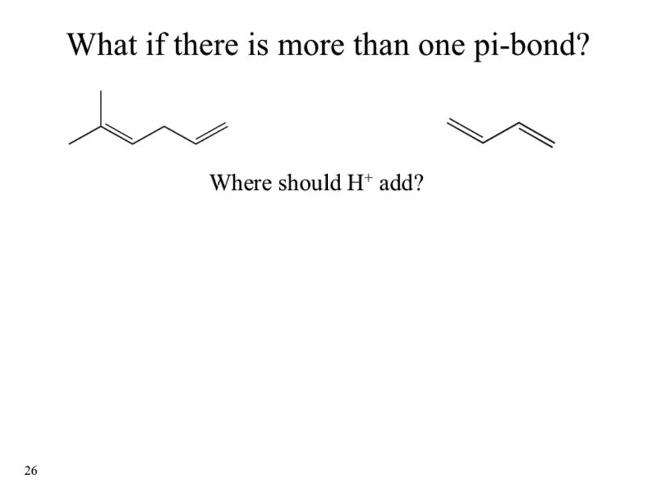Okay? So, new question. Why are these now more complicated than the ones that we've been talking about last week? There's more pi bonds. Okay, well, more pi bonds shouldn't be a big deal. Nothing should really change. Okay? So let's take a look at the first structure. Where should I add the H+? Should I add it here?